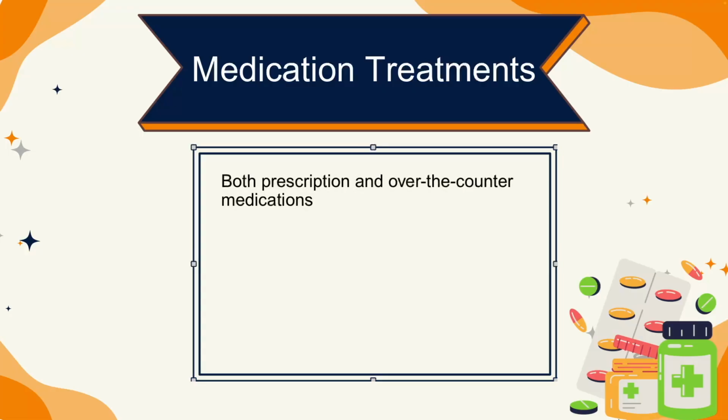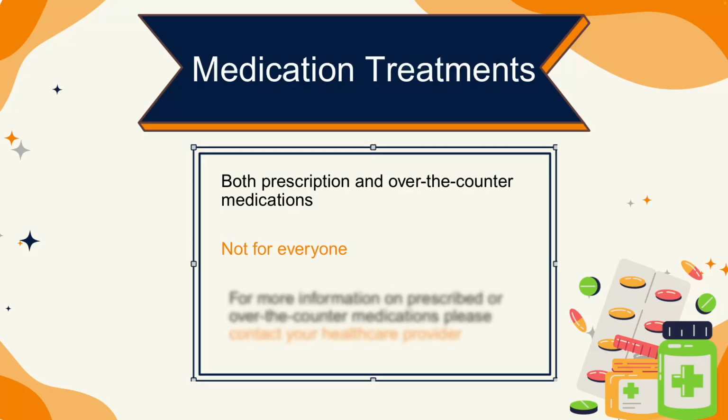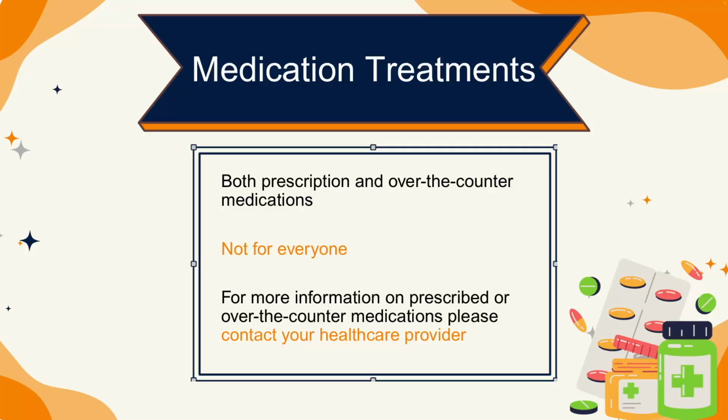Both prescription and over-the-counter medications are used in treating Alzheimer's disease and related dementias. For example, aducanumab and lecanemab. Not every person with ADRD is prescribed medications. For more information on prescribed or over-the-counter medications, please contact your healthcare provider.